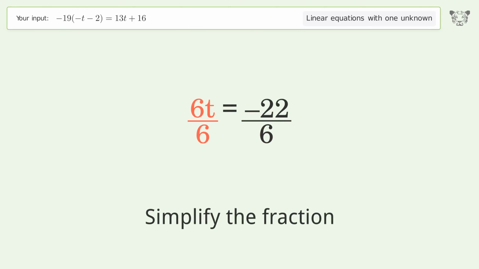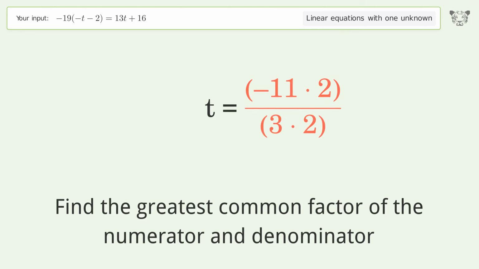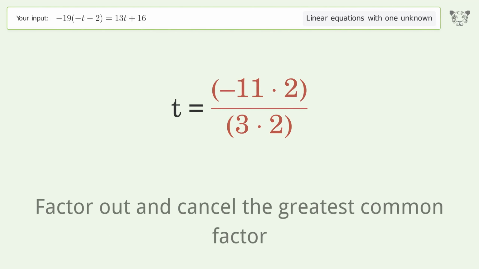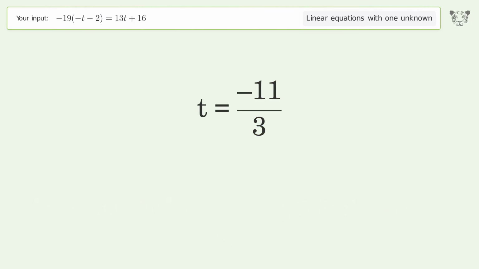Simplify the fraction. Find the greatest common factor of the numerator and denominator. Factor out and cancel the greatest common factor. And so the final result is t equals -11/3.